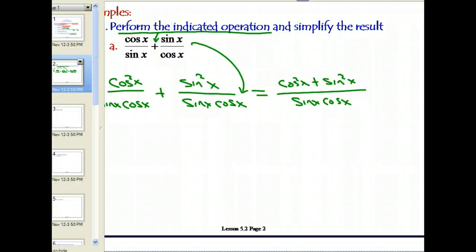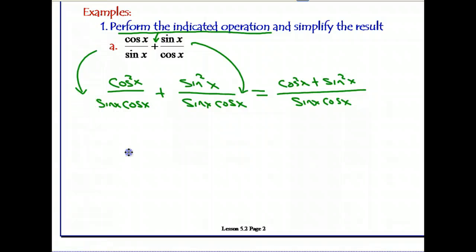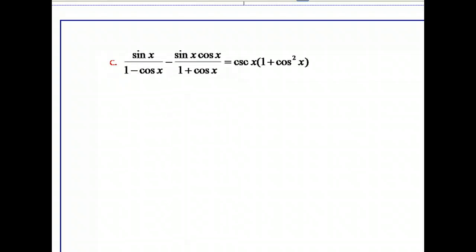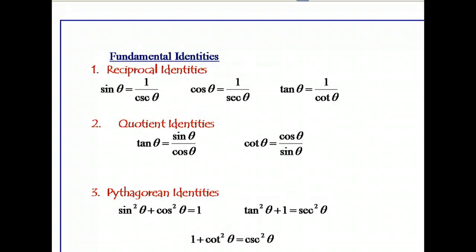If you're not familiar with them, let's just look again and see. Again, there's the last page. Oops, went a little too far. The last page of your packet here. And you might notice, here's an identity for sine squared plus cosine squared. That's the same thing as 1.